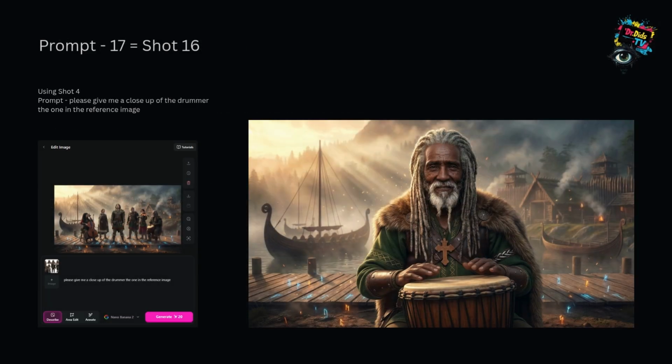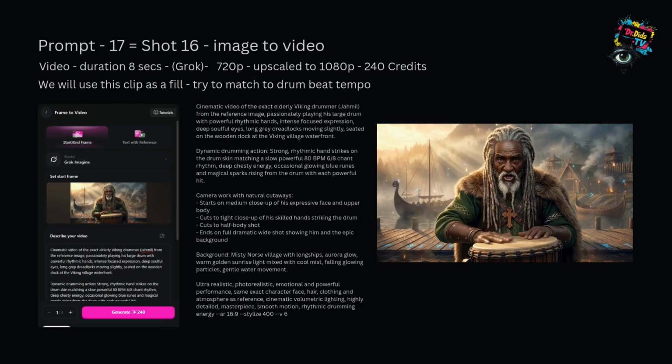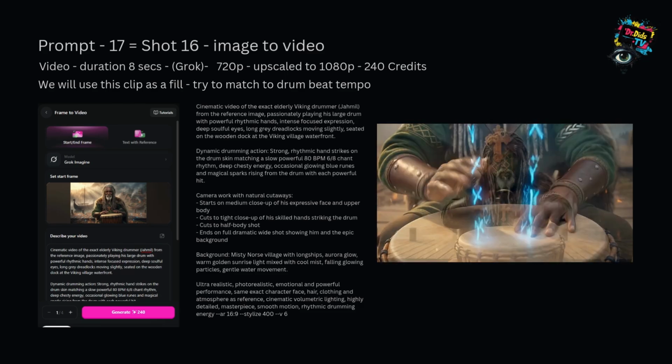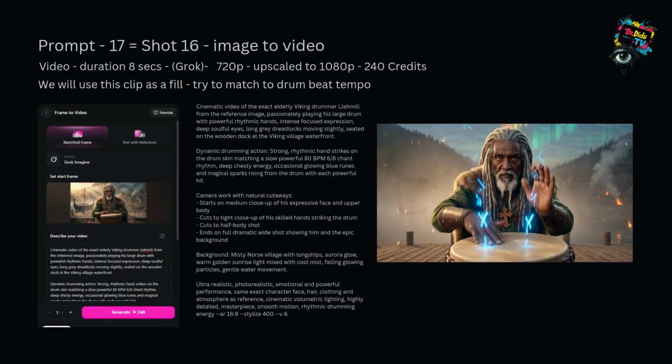Shot 16 is a close-up of Jamil on his drums, which I took from the earlier group shot and asked for a tighter close-up on him specifically so I could show the power and focus of his hands while he's playing, and then runes coming out of the drums. Then turned that into an 8-second shot using Grok, and this was mainly used as a fill to cut to during the drum section, so it only cost 240 credits at 720p, and then I upscaled again.